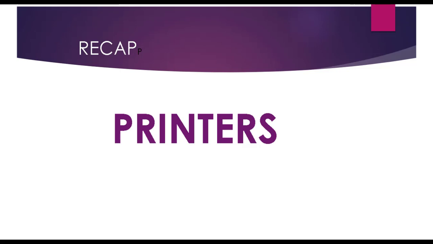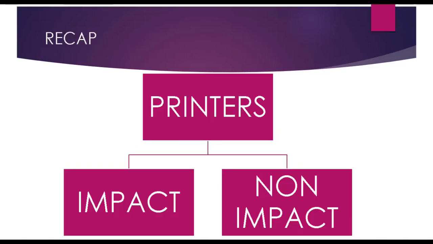In today's class we studied about the output device, that is the printer, and also we saw the working of different printers. A printer is an output device that will produce text or graphics on a physical medium like paper. So there are different types of printers: impact printer and non-impact printer.